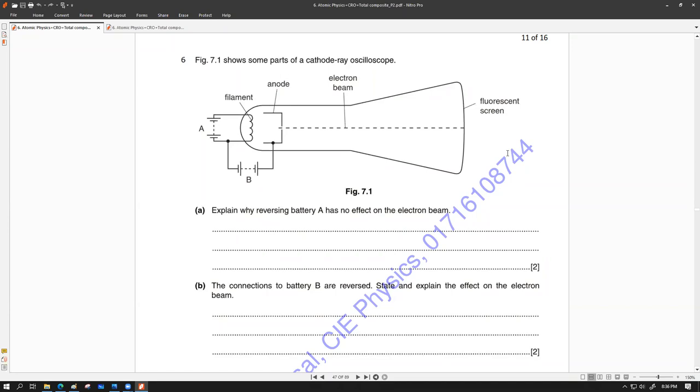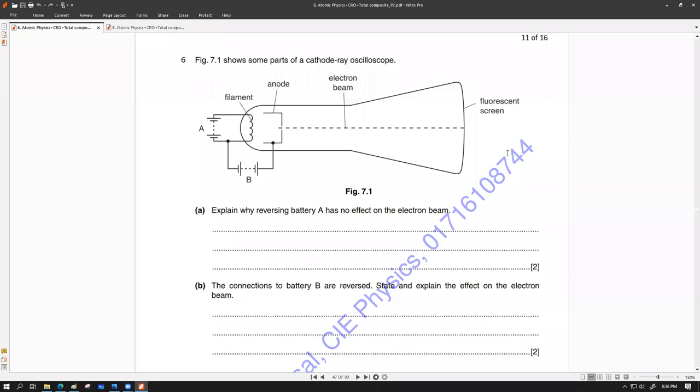Any idea? Still there will be electron flow, isn't it? Why does reversing the battery have no effect on the electron beam? Electrons pass through the filament still. The filament would be heated and the electron flow would occur. Exactly. The source A does not control the electron beam. The source A is exclusively needed for heating the filament. So whether you connect it this way or you reverse the source, that current flow across the filament would still be making the filament hot. As a result, your thermionic emission would still happen without miss.